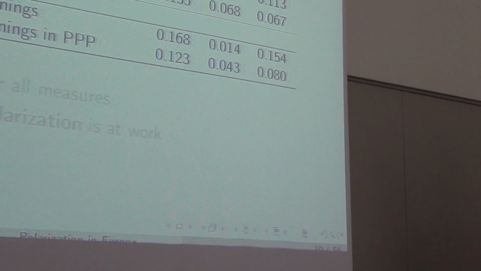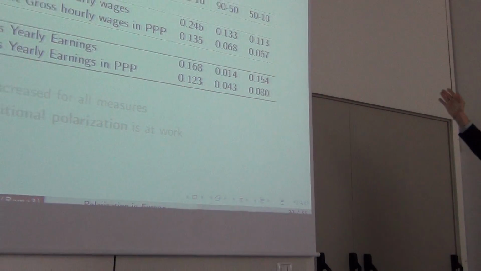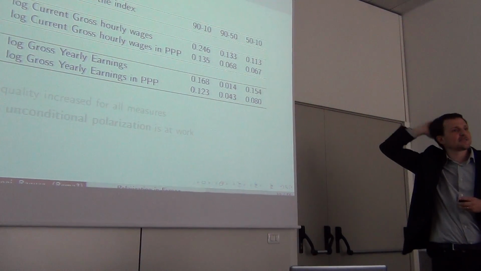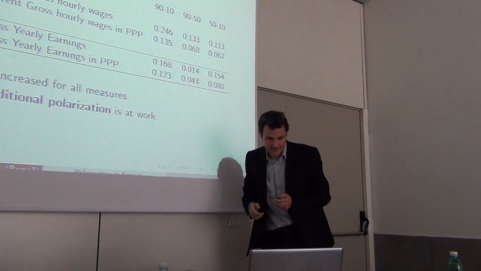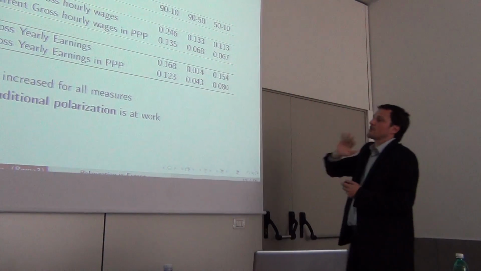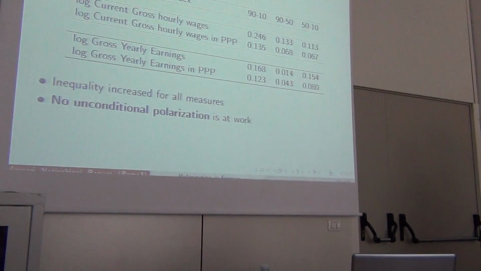Okay, so we have a monotone impact that we will see later on, as it was in the US, like in the 80s. Okay, I will show you later on. So we have no unconditional polarization, also with individual data.